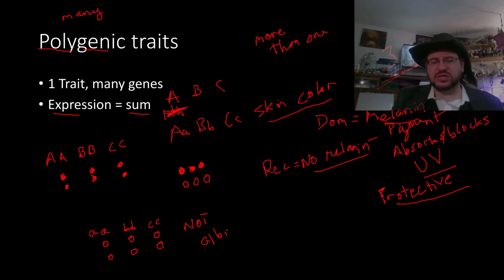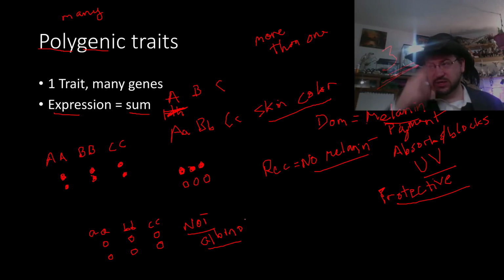There is a specific gene for albinism. And if you have the albino gene, don't quote me on this, I think it's just a dominant recessive thing, but it's interesting. It's a different kind of inheritance.